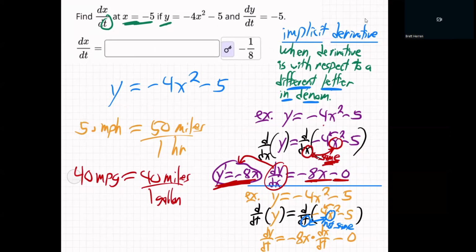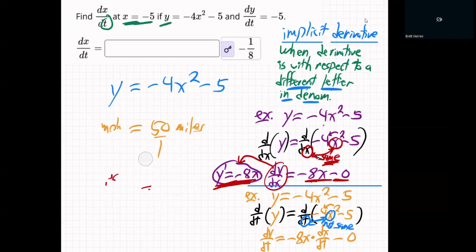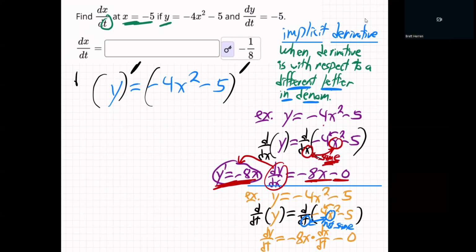So let me erase this and let's do our implicit derivative. I'm going to come in here and go prime on this side. Prime. Now, when I do it, I'm really doing d/dt on both sides. I'm taking the derivative with respect to time. How do I know? Because they told me they want time on the bottom. And these are different. This y is not t and x is not t. It's a different letter, so it's going to be implicit derivative.